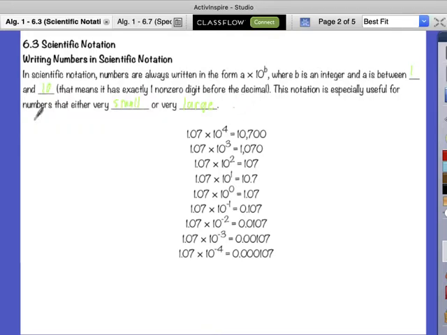Okay. So 1.07. You guys don't have to write this part down. I want you guys to see it. I want you guys to visualize this right now with me. 1.07 times 10 to the fourth. Now, what is 10 to the fourth? 10 to the power of 4 is how many 10s being multiplied together? 4 of them. Very good. That's 10 times 10 times 10 times 10.